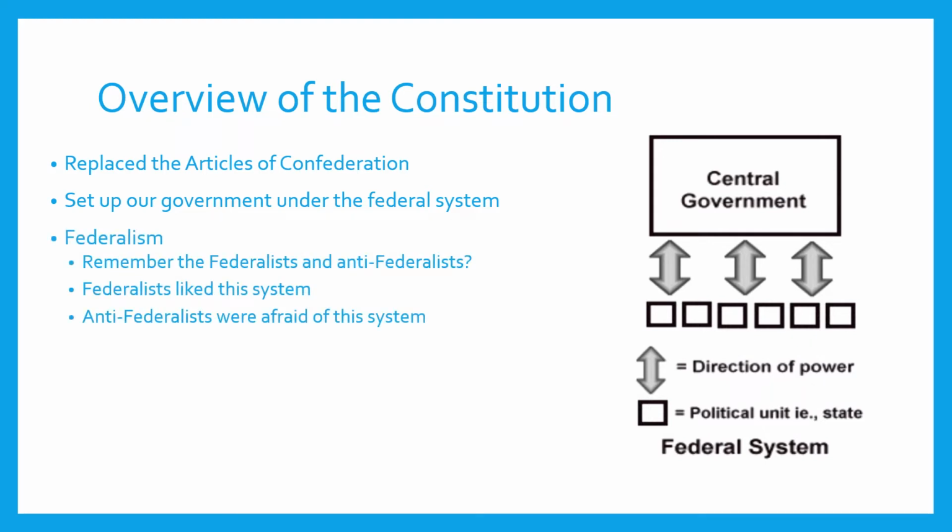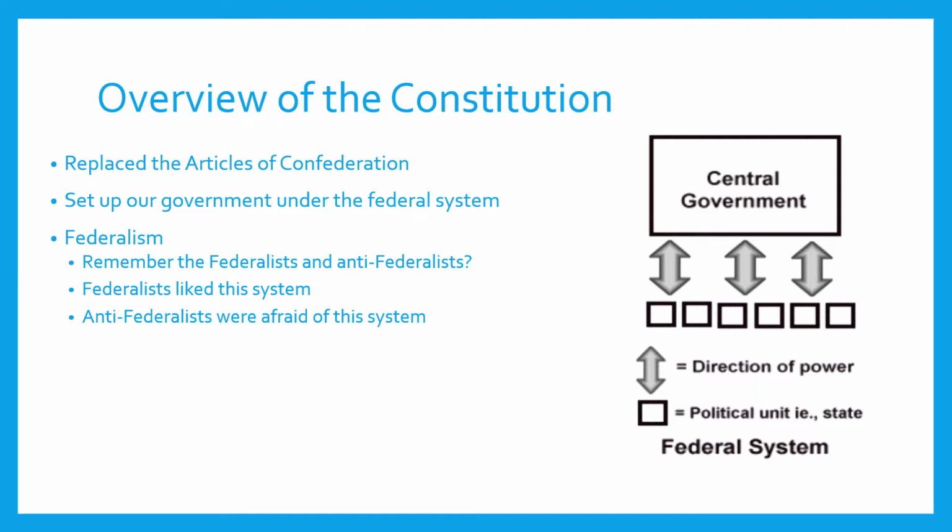If you remember, our friends the Federalists and the Anti-Federalists, when it came time to ratify the Constitution, the Federalists were in favor of this system and wanted a strong central government, where the Anti-Federalists were afraid of a strong central government, much like they were afraid of a repeat of King George. So they wanted to limit the government's power, which is why we ended up with the Bill of Rights, because they wanted to specify certain rights that there was no way could be taken away from them.